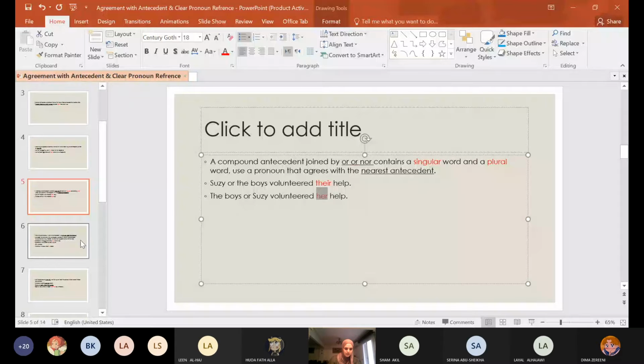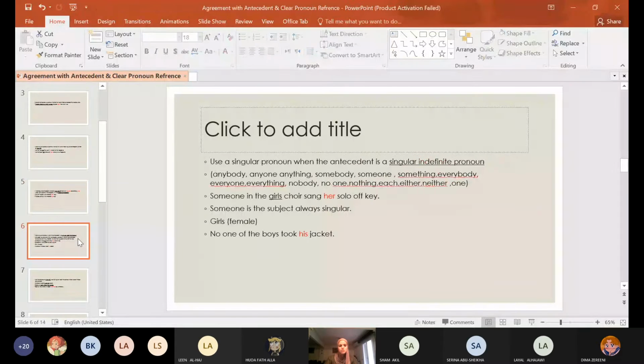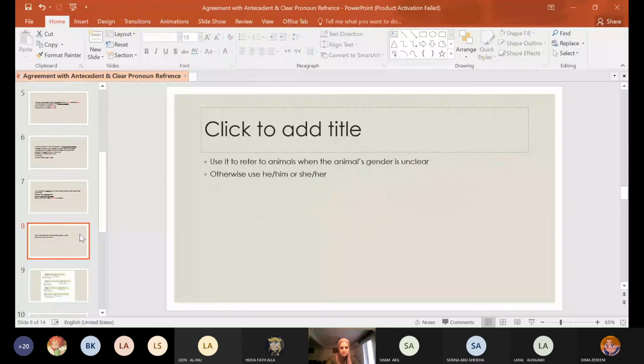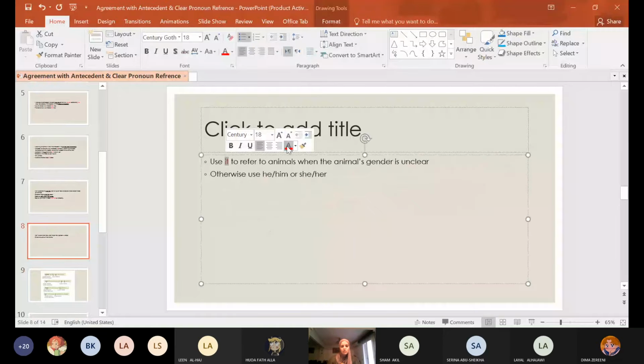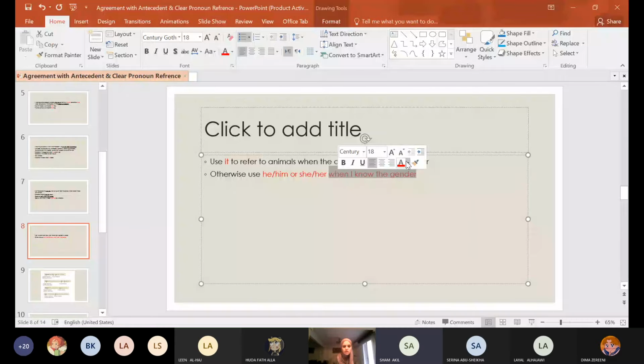Then the last rule is easy. It is when I talk about animals. When I talk about animals, I use it, unless I know the gender of the animal. When I know the gender, I use him or her. When the gender is unclear, I use it.